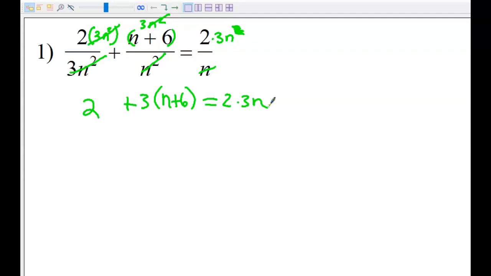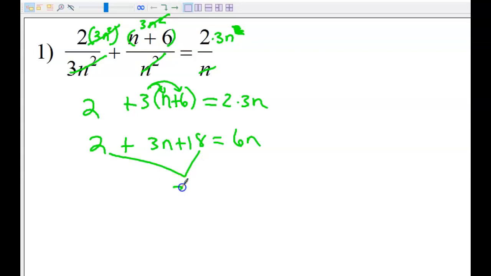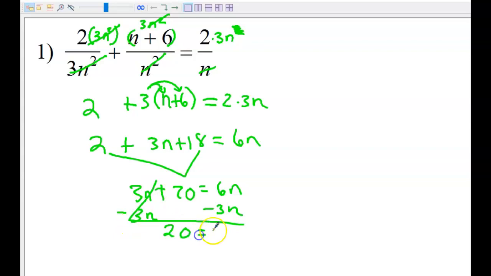So at this point, we don't have to multiply anymore. All the fractions are gone, and we're ready to just start simplifying. So here we go. Distribute. Multiply. 2 and 18, you can put those together to make 20. And then minus the 3n. And then divide.